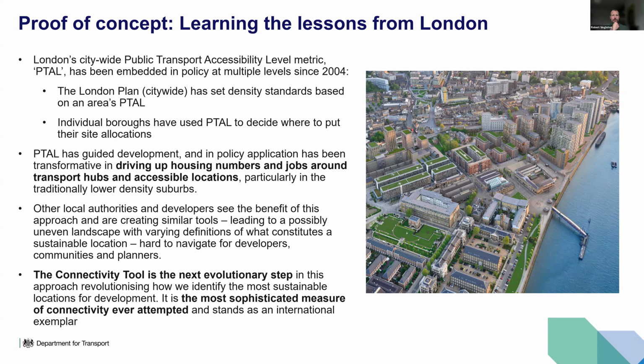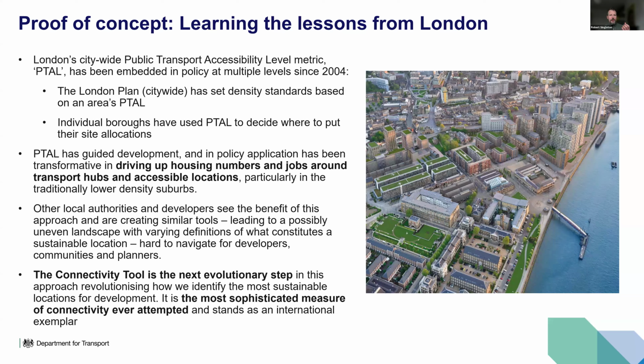Public transport accessibility level is a data-led metric that basically measures everyone's ability to access public transport in every 100 by 100 metre square in the whole of Greater London. It gives it a value between 0 and 6B. And the higher that number, the more accessible to public transport you are. It created an unambiguous metric of that.